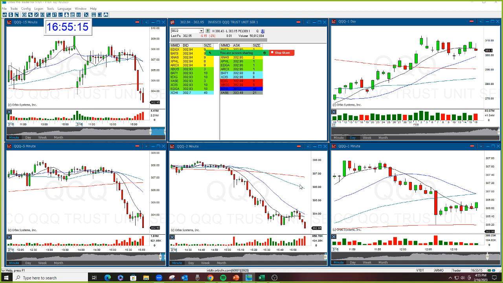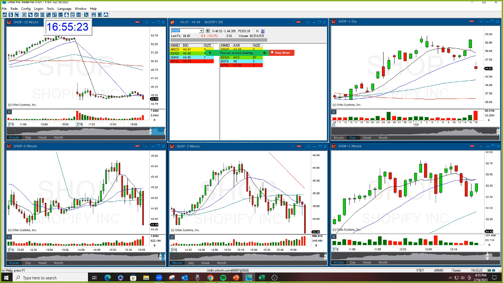Something else I was going to say. So we looked at the shop. The shop fell today too. So this was another watch today. We did a late trade in the shop. It just kind of ran out of day here. But this was another nice short here as well.